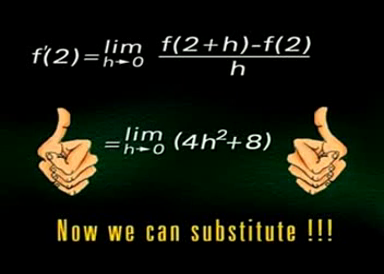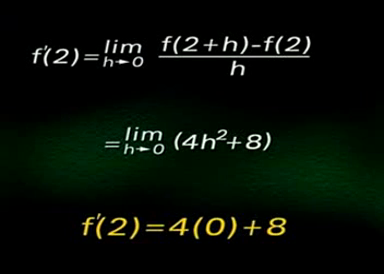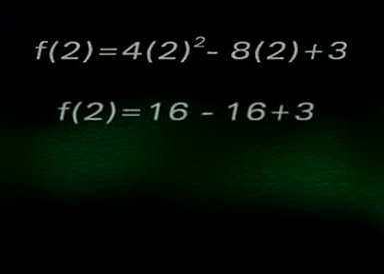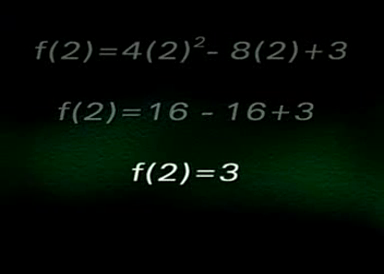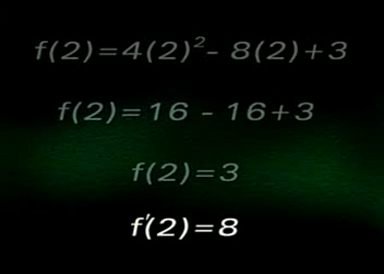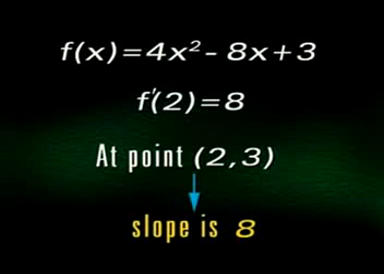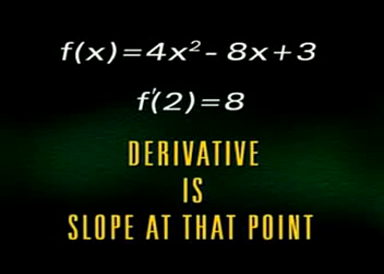Now we can substitute 0 for h. That gives us f prime of 2 equals 8. So, after all that, the derivative of f at 2 is equal to 8. So, for the point (2, 3), which is the point on the function we just found the derivative for, we know that the slope is 8, because the derivative is the slope at that point on the curve.